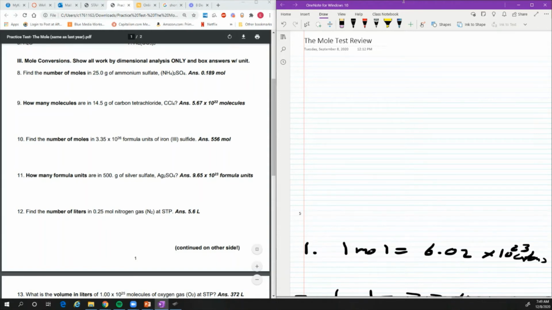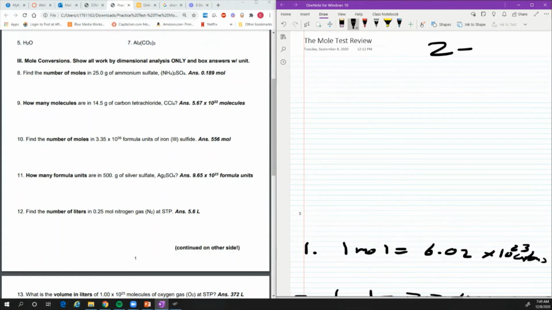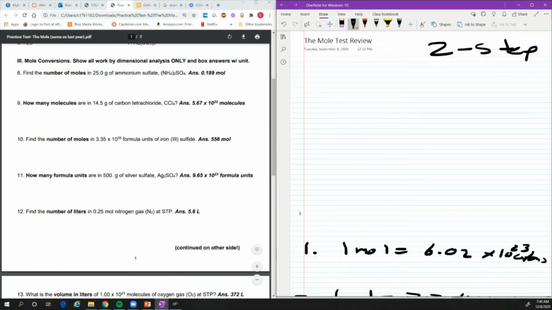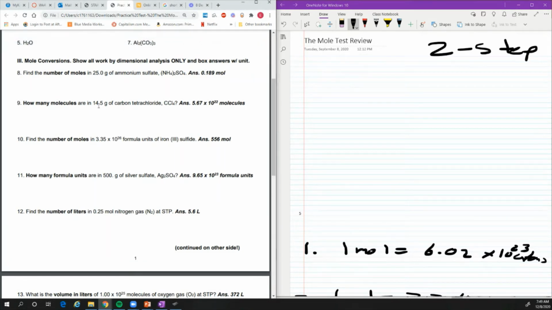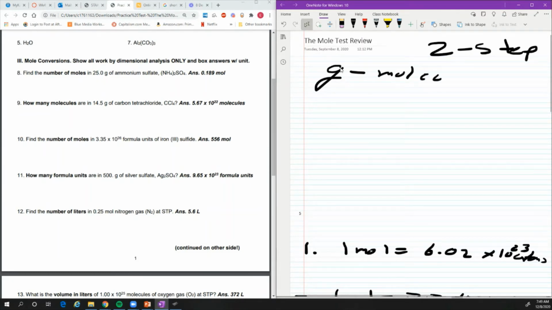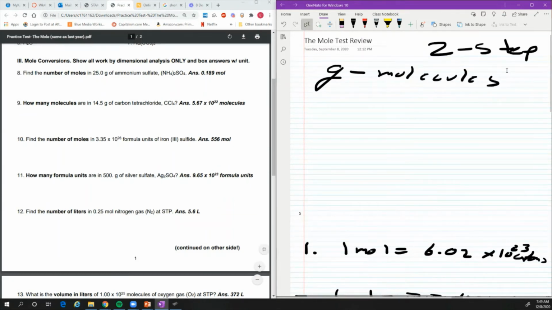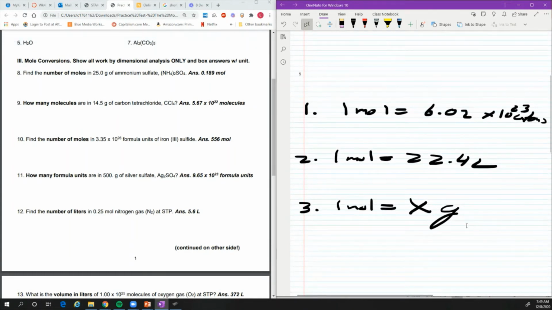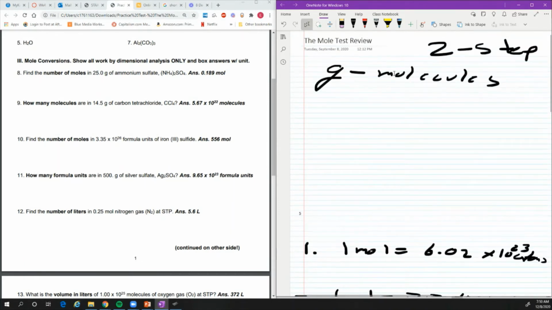Notice that this doesn't say the word mole, so automatically I know that I have to do a two-step problem. So it's going to take me a little longer. And the reason for that is I'm trying to go from grams to molecules. And when I look at my three options, this gram goes to mole. It doesn't go to molecules. This one goes to liters. This one goes to atoms. None of these, I can't go directly from a gram to a molecule.